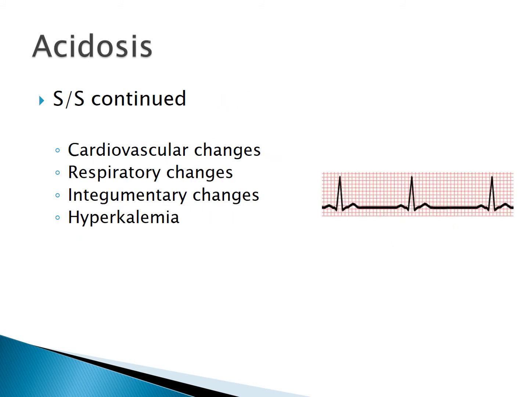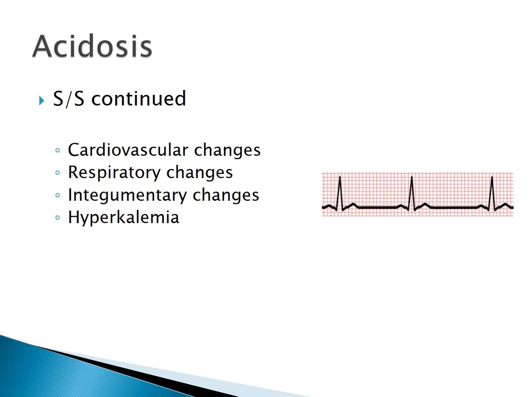Some other signs and symptoms are cardiovascular changes. Your patients may be bradycardic. They may present in a heart block. They may have thready pulses and hypotension. So it's very important that if you suspect somebody is acidotic, you assess your cardiac rate and rhythm to see if you can identify any of these cardiovascular changes.